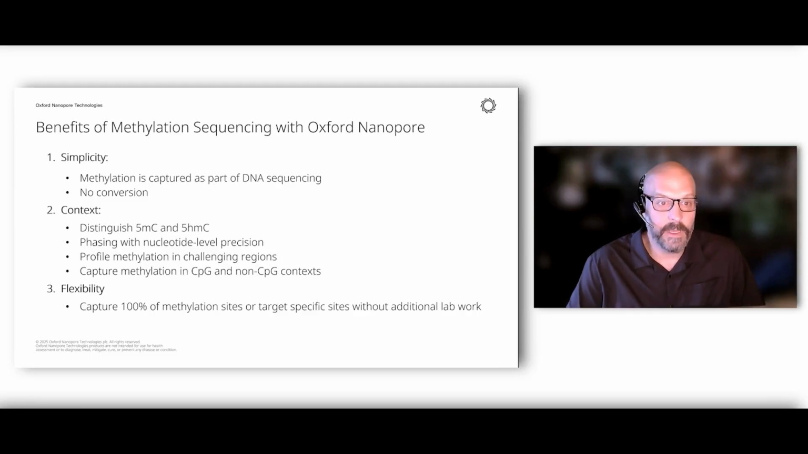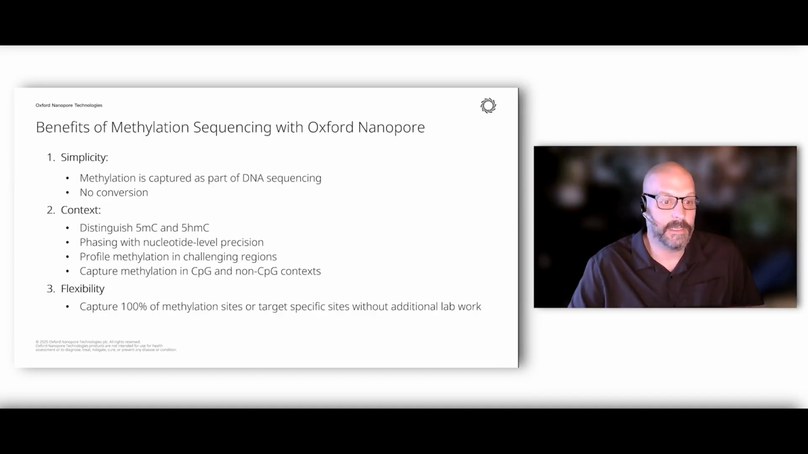Lastly, the benefit of doing methylation sequencing with Oxford Nanopore Technologies is it's simple. The methylation is captured as part of our DNA sequencing workflow, and you don't have to do any conversion step. It's the native DNA with methylation that we sequence. And that makes this workflow really simple.